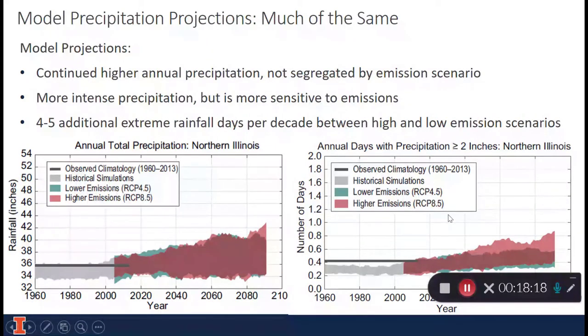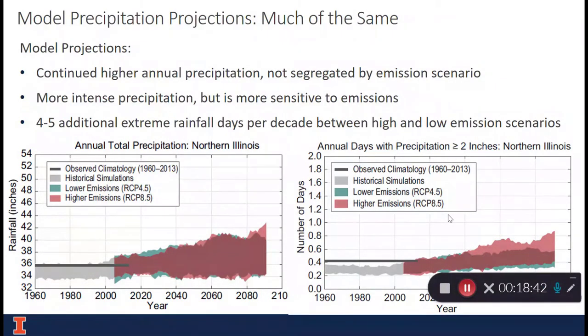And so what we can see here, again, is that model projections show continued higher annual precipitation, but you don't see a lot of separation between the green and the red. What that means is that these projections are not segregated by emission scenario. So irrespective of changes in carbon dioxide emissions, we don't really see much change in the projected increases in total annual precipitation.